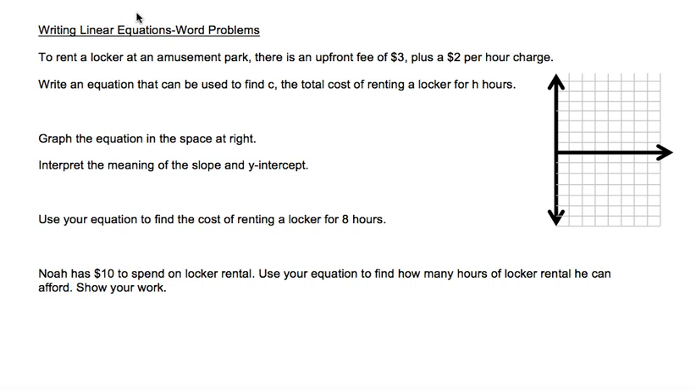So I have an example here that we're going to go through. To rent a locker at an amusement park, there is an upfront fee of $3 plus a $2 per hour charge. Write an equation that can be used to find C, the total cost of renting a locker for H hours. So the first thing that we need to notice here is that they've told us which variables to use. And so when they do that, you need to make sure you're paying attention and that you do use the variables that were given to you. So in this case, C is going to be our total cost, H is the number of hours.